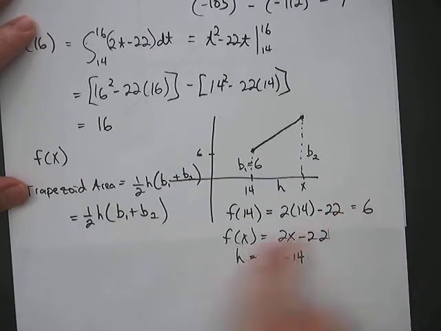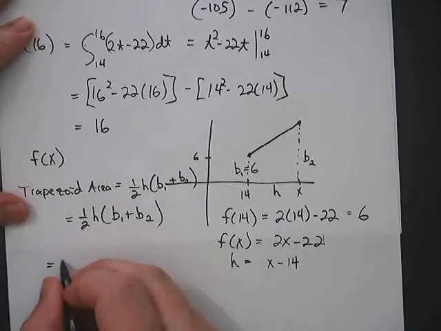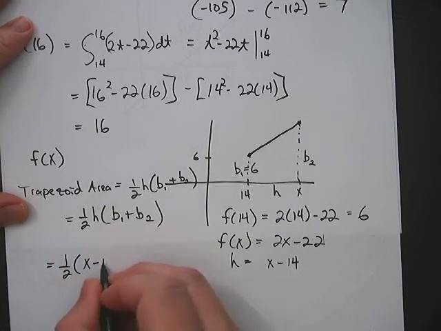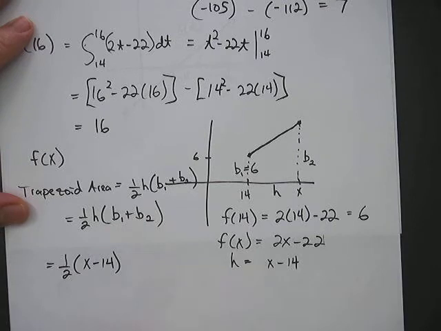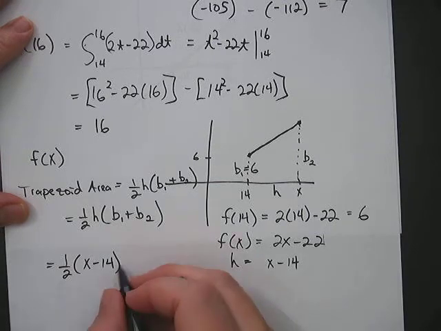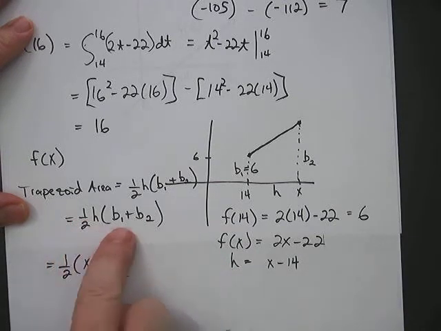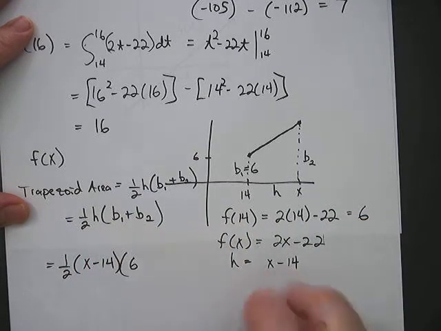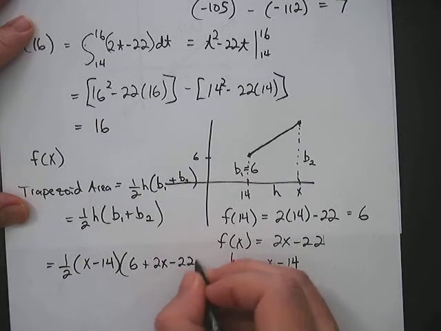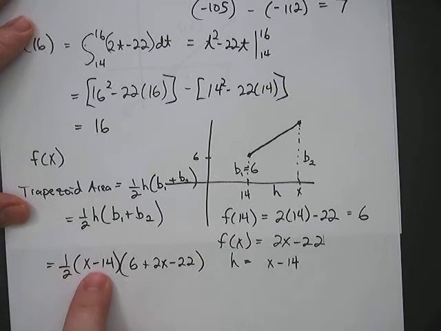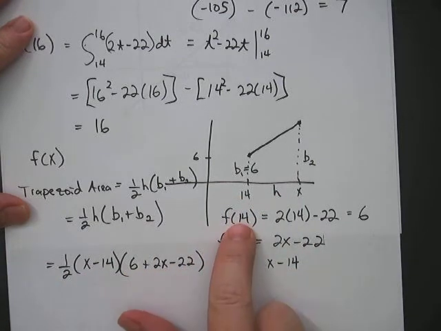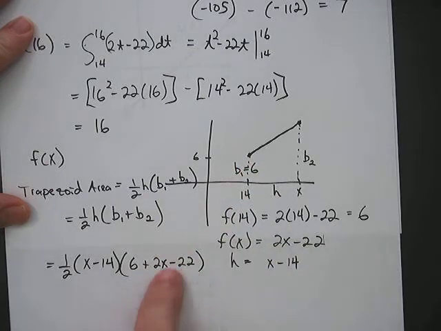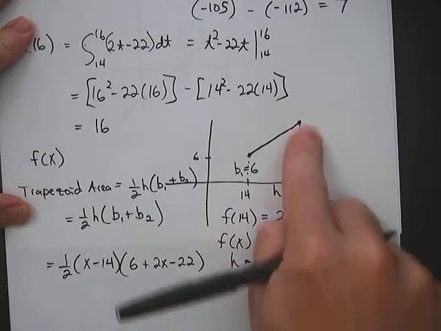So if we plug all that into this formula for the trapezoid, we get 1/2 times (x minus 14) times, so that's this one, b1, which was 6, plus b2, which is 2x minus 22. Okay, so 1/2, here's h, here's b1, the height of the function at 14, here's b2, the height of the function at x.